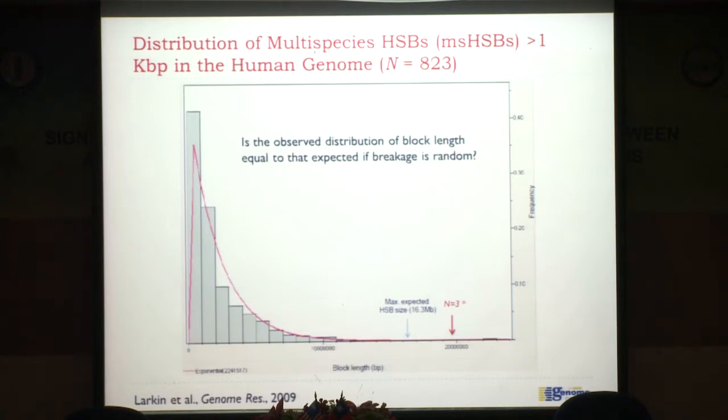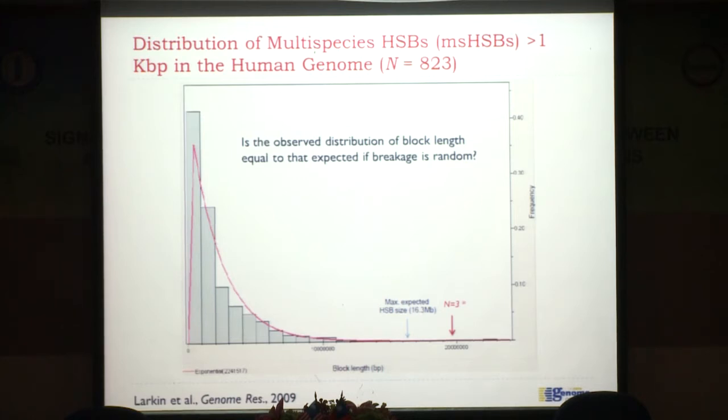And so we wanted to know something more about these blocks. If we look at the distribution, we see a very nice exponential distribution that one would expect from a random distribution of chromosome breakage. However, there were several blocks, at least six, if you go out here to 16 megabases, and even three that were above 18 or 20 million bases. And the probability of having blocks this large just by chance is well below 5%.